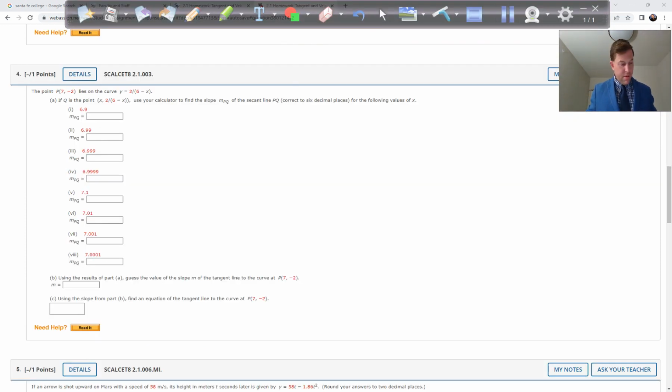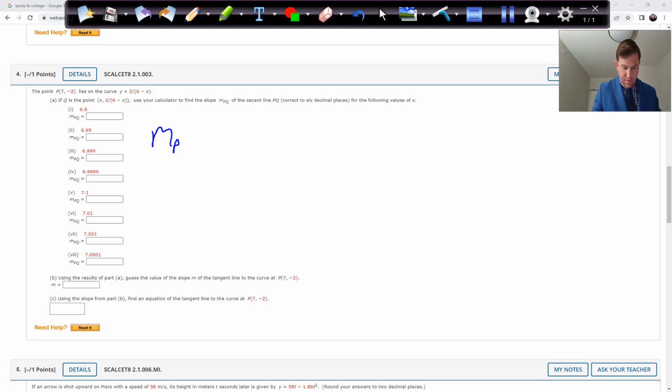Okay, problem 4 is going to be very similar. We're going to calculate the slope of a secant line. So we have the point P, (7, -2), which lies on the curve y equals 2 divided by 6 minus x. If Q is the point (x, 2 over 6 minus x), use your calculator to find the slope m_PQ of the secant line.